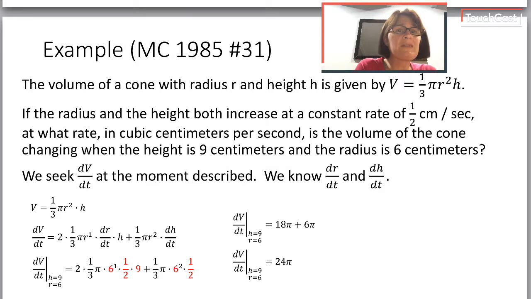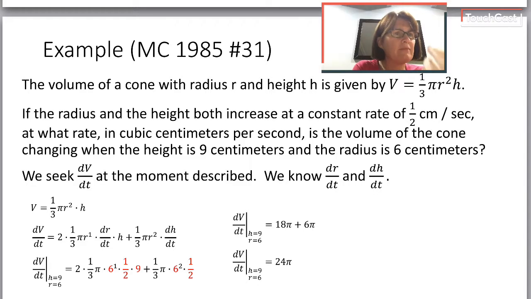So just notice in the free response section, feel free to have stopped back at that last step. This is a multiple choice question, which this happened to be. We're going to have to simplify that enough to find a one number answer. So that simplifies down to 18 pi plus 6 pi, so 24 pi.